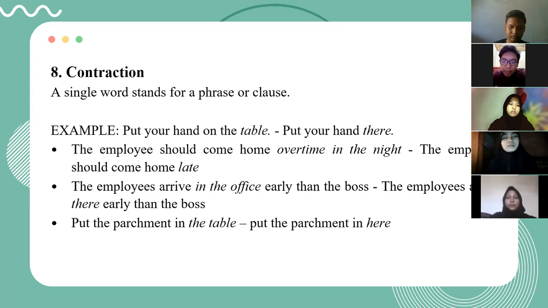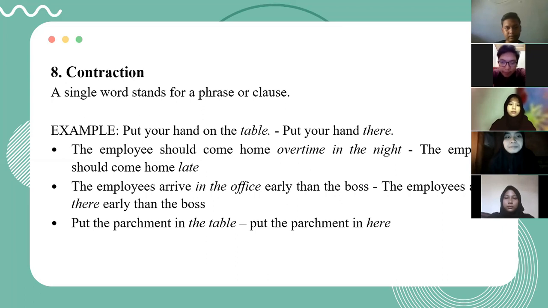For example, put your hand on the table. Therefore, you can say put your hand there. Notice that the table is a phrase replaced by there. It has the same meaning. Okay. Example, the employee should come home over time in the night. The employees should come home late. Nice. The employees arrive in the office earlier than the boss. The employees arrive there earlier than the boss.